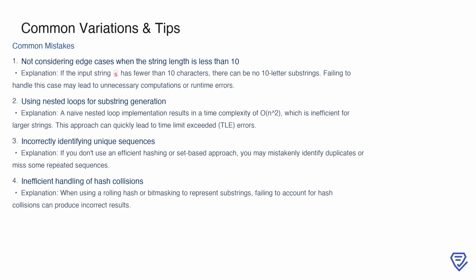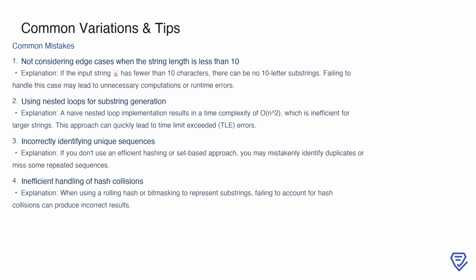Another mistake is using nested loops to generate substrings, which results in a time complexity of n squared. This approach is highly inefficient for larger inputs and often leads to time limit exceeded errors. Additionally, incorrectly identifying unique sequences is another frequent issue. Without an efficient hashing or set-based approach, you may either miss some duplicates or mistakenly count non-repeated sequences.